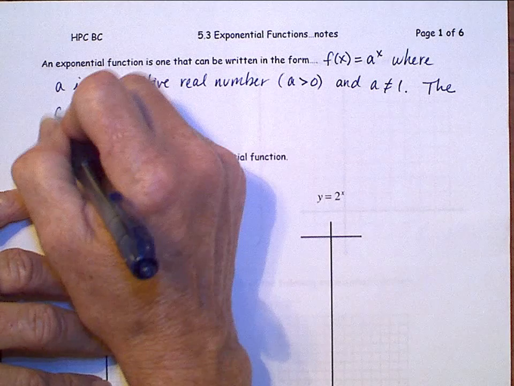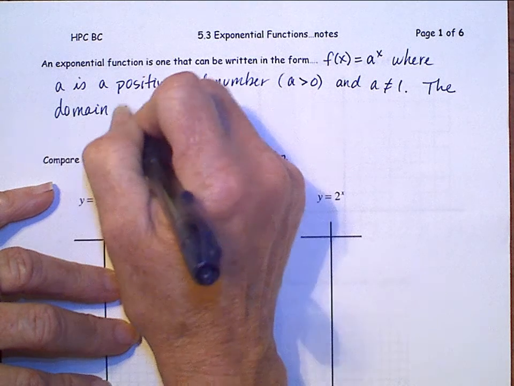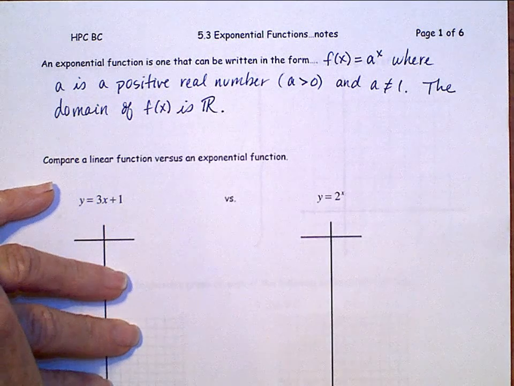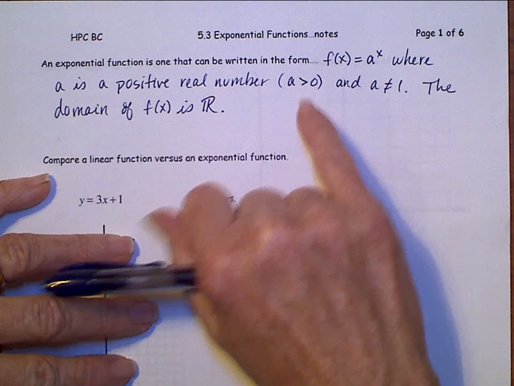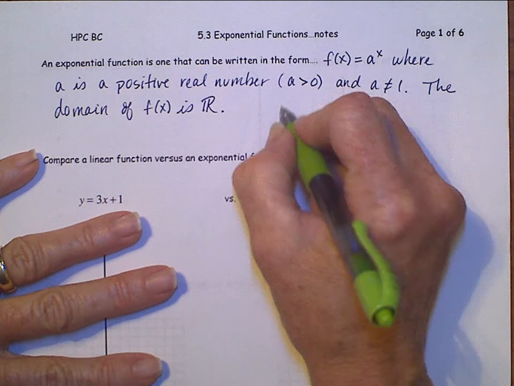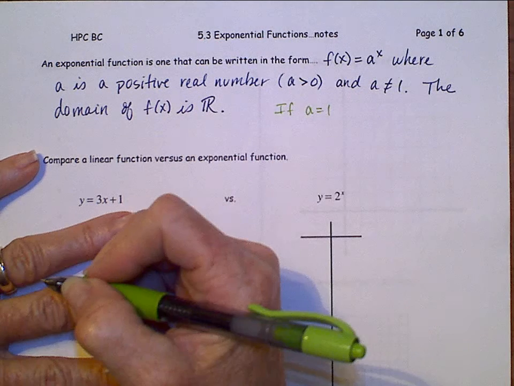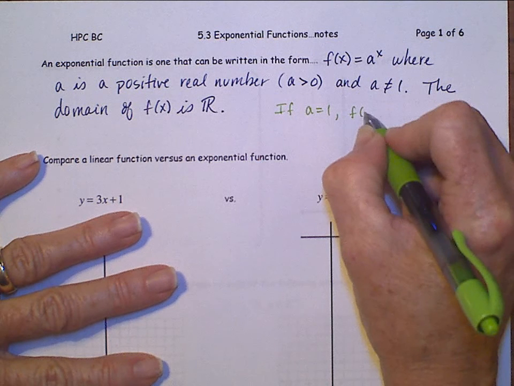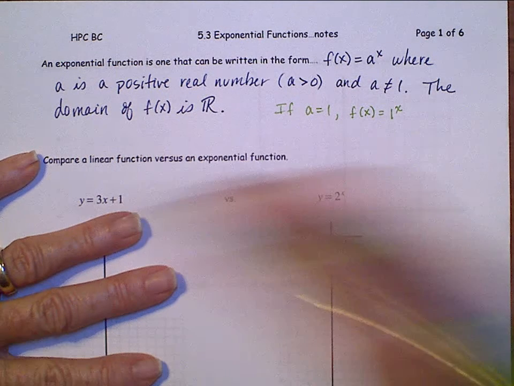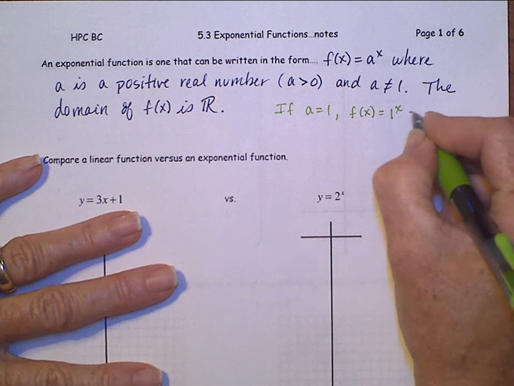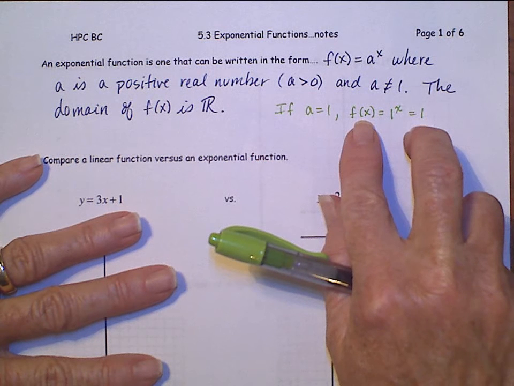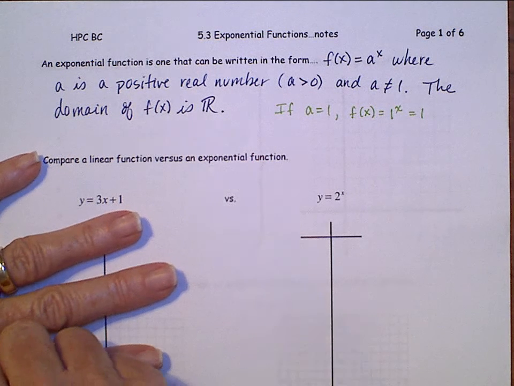The domain of f of x is all reals. All right, I do want to talk about why there are these restrictions on a. If a equals 1, then the function would be f of x equals 1 to the x. What is 1 to any power? That's just 1. And that equation simplifies down to be f of x equals 1, which is a horizontal line at 1, and that's just silly to look at.